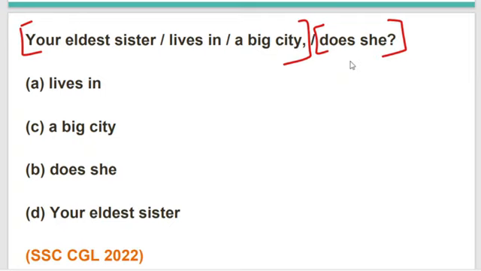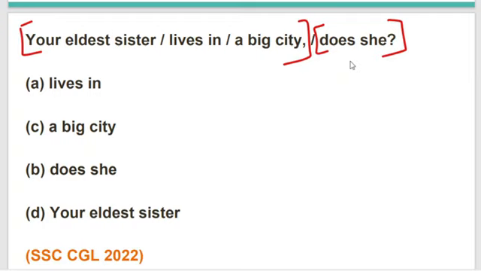That means if we present a statement in a negatively interrogative way, we'll get the answer. So this is a very common practice, common twist, common tactics that we all use in our daily life while speaking, and definitely of course while writing as well. Let's read the question once more. Your eldest sister, eldest, someone specific, lives in a big city. In a big city. She lives in a city which is very big.